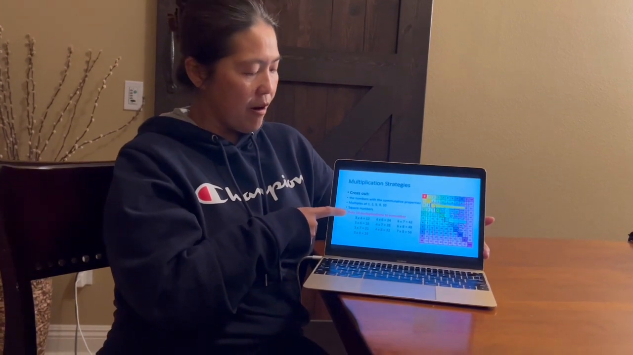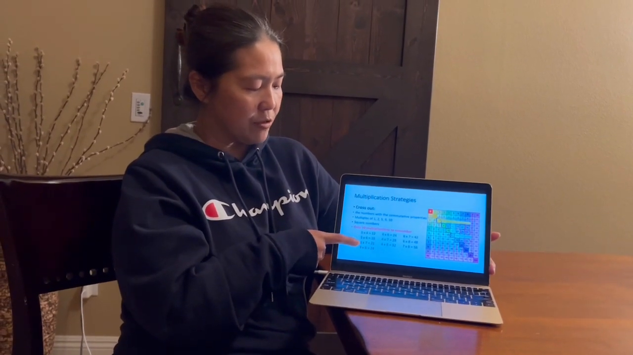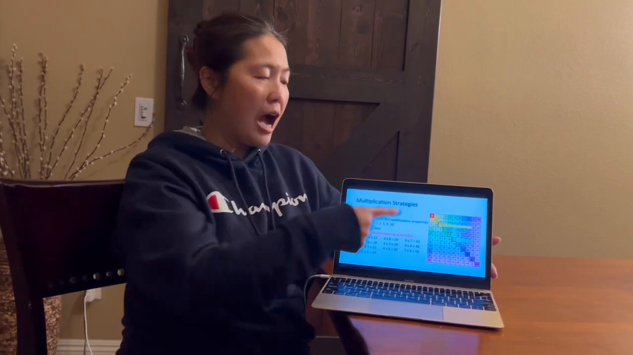And the 10 that are remaining are 3 times 4, 3 times 6, 3 times 7, 3 times 8, 4 times 6, 4 times 7, 4 times 8, 6 times 7, 6 times 8, and 7 times 8. So out of this whole chart, you will only need to remember just these 10 multiplications. Guess what? You just mastered the multiplication table.